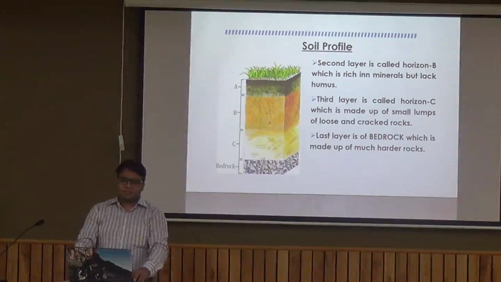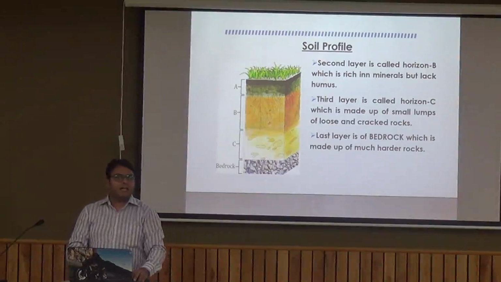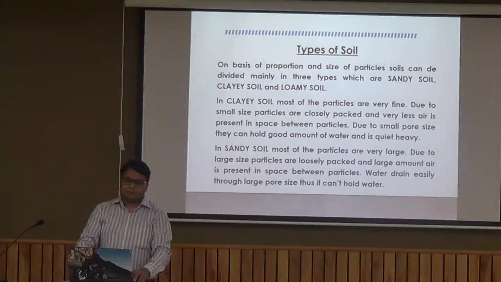Then we come to horizon C, which is made up of small lumps of loose and cracked rocks. These rocks are cracked and they are formed by the pressure of soil and topsoil present over it. Below it we have a hard layer of bedrock which is impermeable. This layer consists of very solid and closely packed rocks.